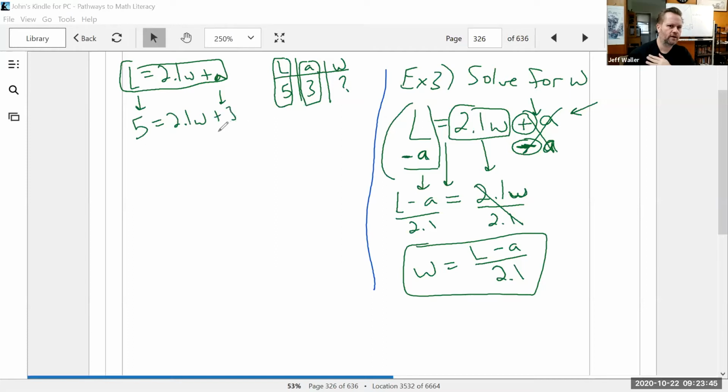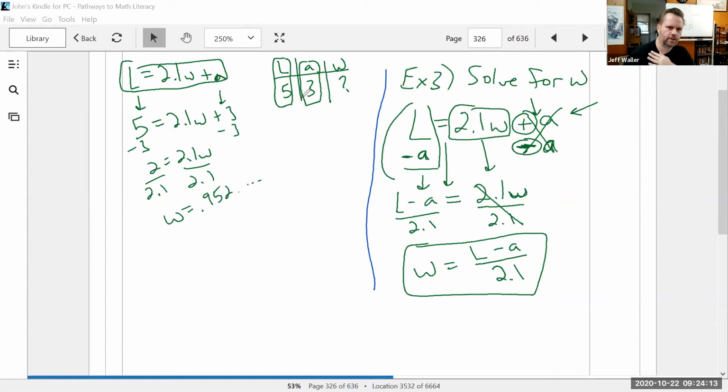Just to cut to the chase, you would subtract 3, 2 equals 2.1 W. Then I would divide by 2.1. So I get W equals whatever that is. I sure don't know. 0.952, blah, blah, blah. Now imagine this.